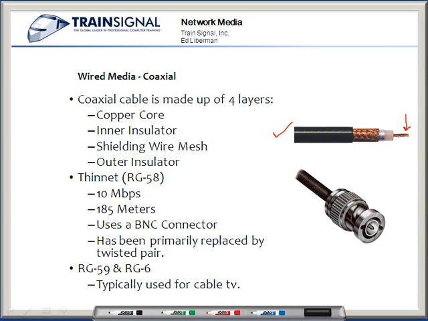Okay, and that's this right here, this little wire. This is the center wire that the signal actually travels on. Okay, so that's the copper core where the actual electrical signal is sent. Outside of that, we have an inner insulator. Okay, so this is just a form of insulation that is used to separate the inner copper core from the shielding, or the wire mesh shielding. Okay, that's what we have right here, and this wire mesh shielding is used to help shield out crosstalk, EMI, things like that.